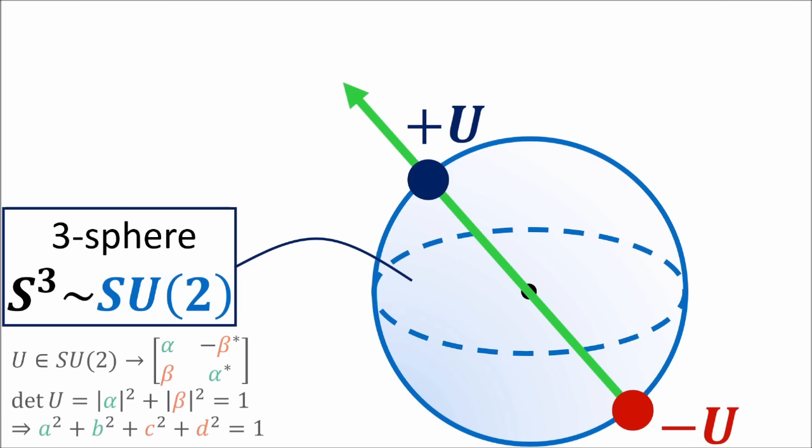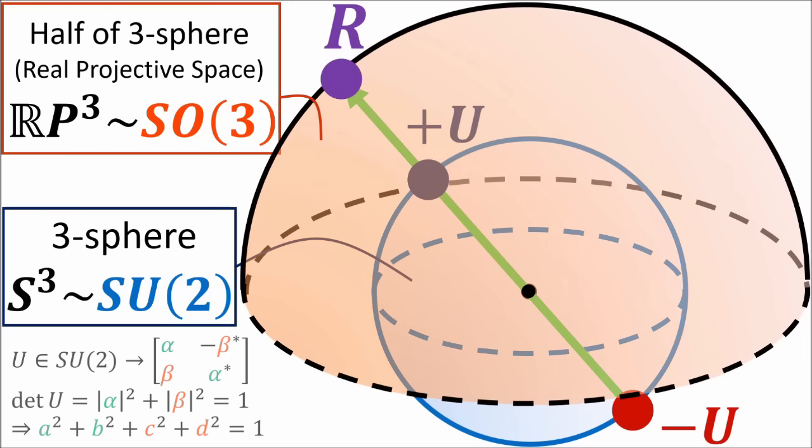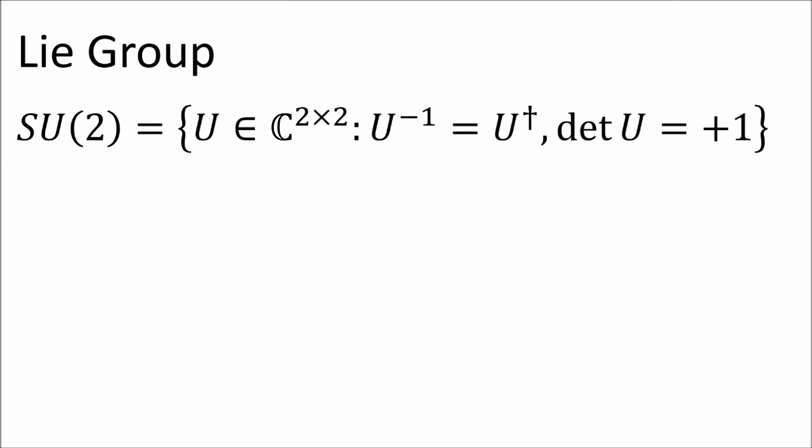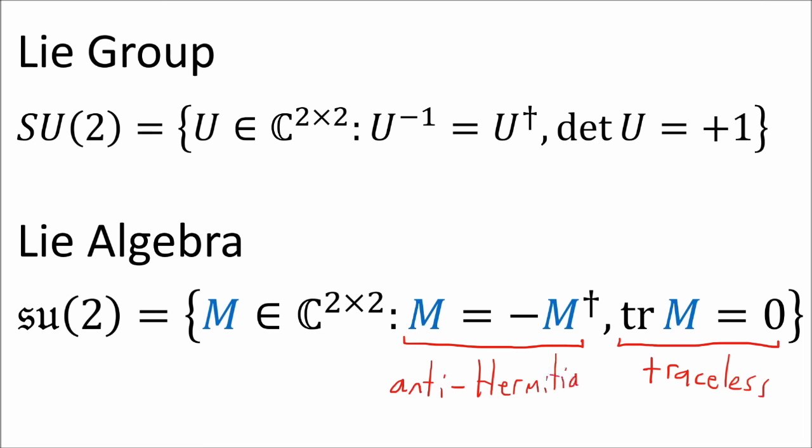If we draw a projection line through plus U and minus U that projects them to the same point, the result is the SO3 group, which is shaped like half of a 3 sphere, where if you wander off the edge, you're immediately taken to the other side. So to explore the SU2 Lie group, let's look at the corresponding SU2 Lie algebra. This ends up being the set of traceless anti-Hermitian matrices. The proofs for this are almost identical to the ones we saw for SO3 in the previous video.